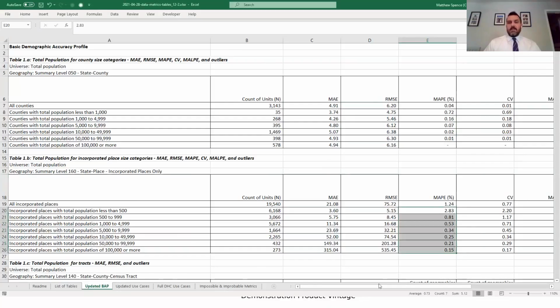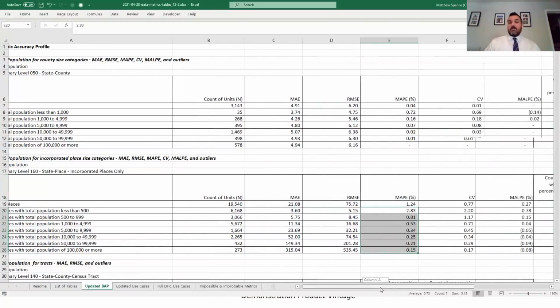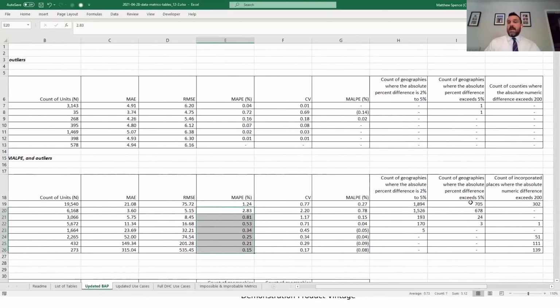Those outlier metrics are, generally, in these tables over here on the right. Here's that 700 number I was mentioning before, that there are 700 of those that have an absolute percent difference exceeding 5%.